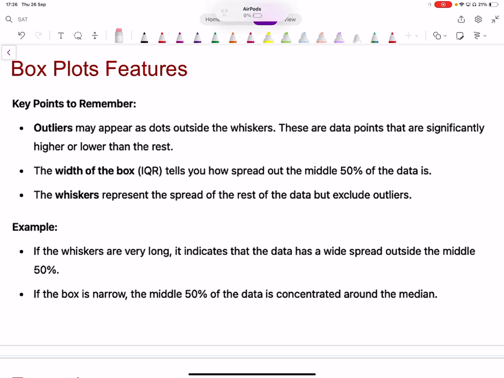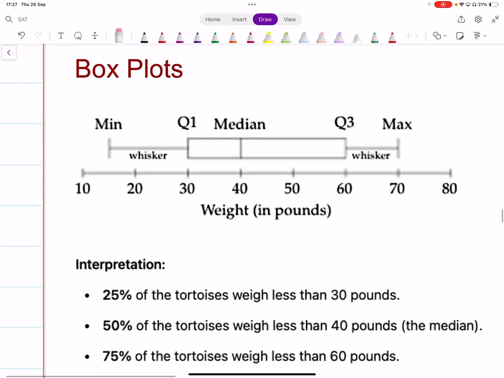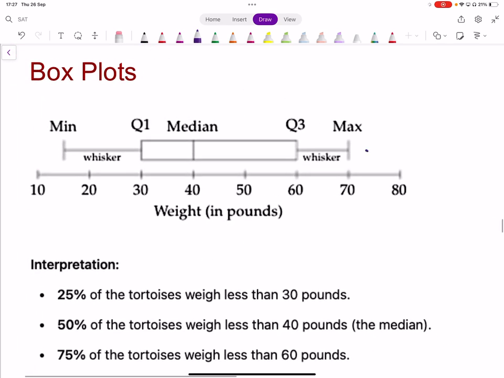Sometimes you have outliers in the data. What's an outlier? An outlier is a value that's far away from the rest of the data. You will see in a box plot sometimes there will be dots like this somewhere. These will be outliers. Since the maximum is there, there might be dots like this. These are outliers that are far away from most of the data. Is that okay?